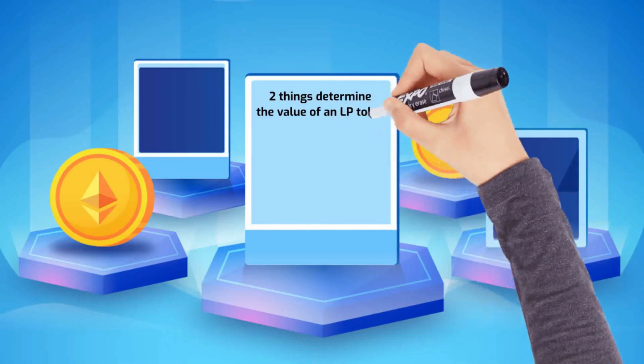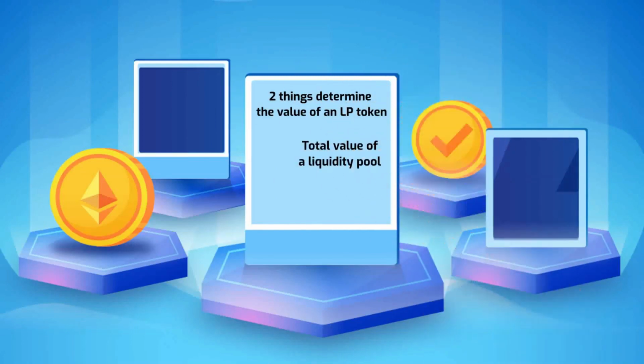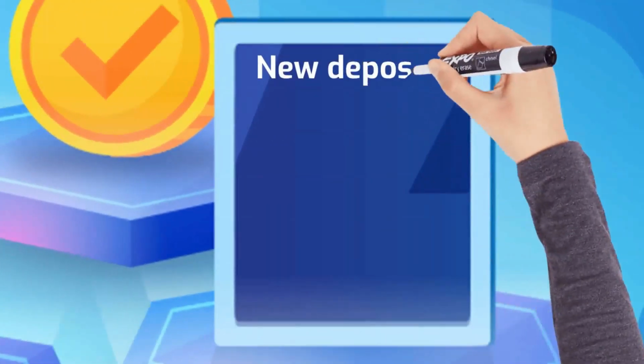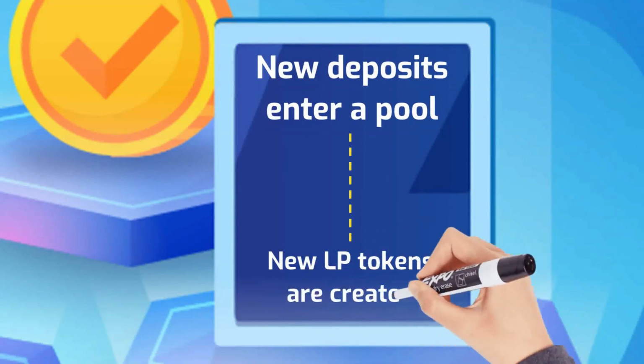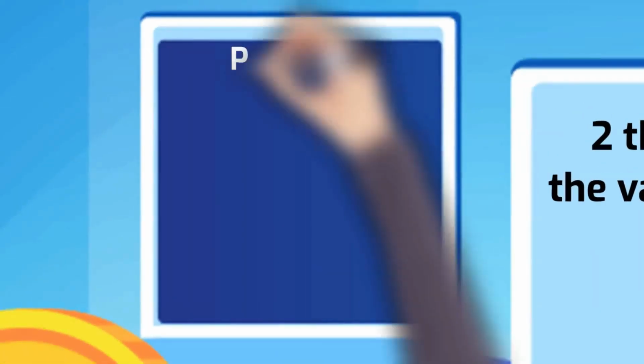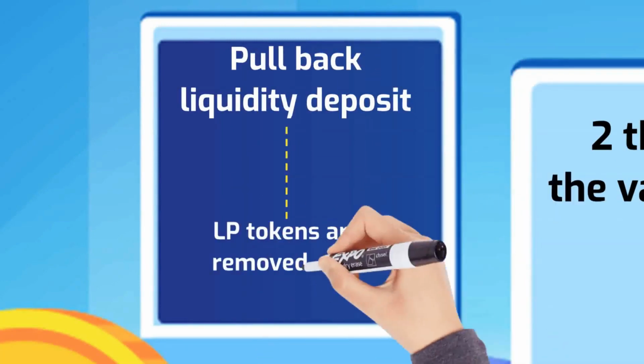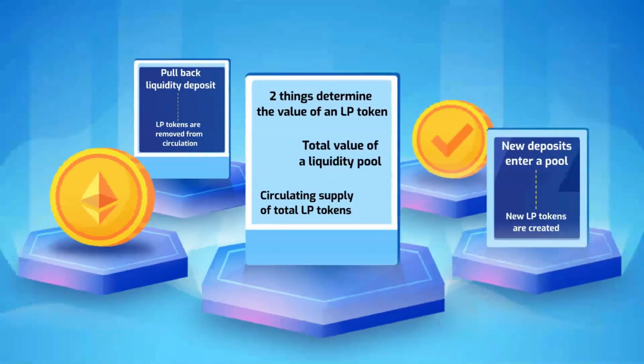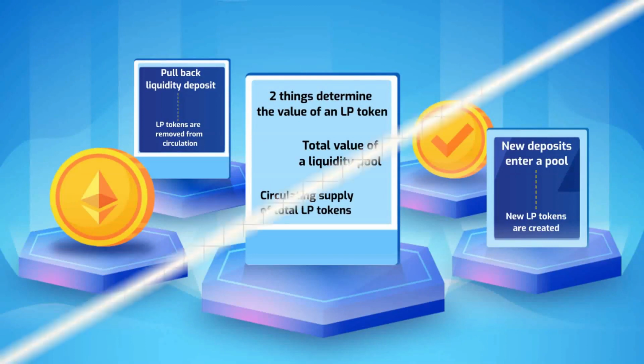Two things determine the value of an LP token: the total value of a liquidity pool and the circulating supply of total LP tokens. The total value of the pool is the combined market value of all its crypto assets. As for supply, when new deposits enter a pool, new LP tokens are created. When investors pull back their liquidity deposit, their LP tokens are removed from circulation.